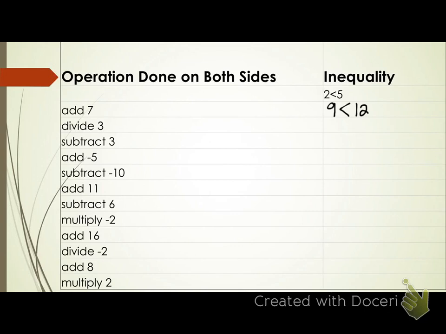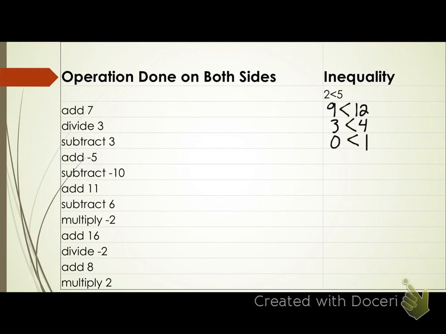Okay, let's divide both sides by 3. 9 divided by 3. 3. 12 divided by 3. 4. What's my inequality symbol going to be? Less than. Everyone okay with that? Now we're going to subtract 3 from both sides. What's 3 minus 3? 0. 4 minus 3. 1. What's my symbol? Less than. Nothing's changed so far, has it? Besides the numbers on each side of the inequality.